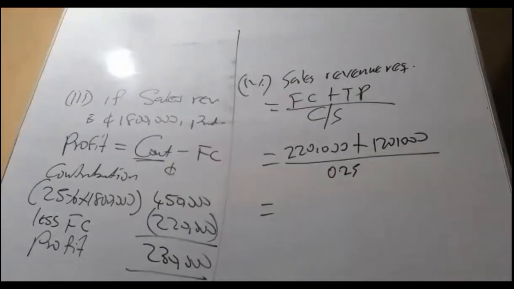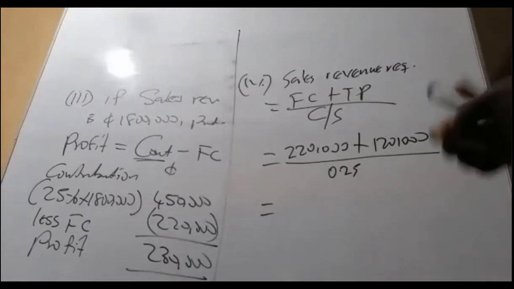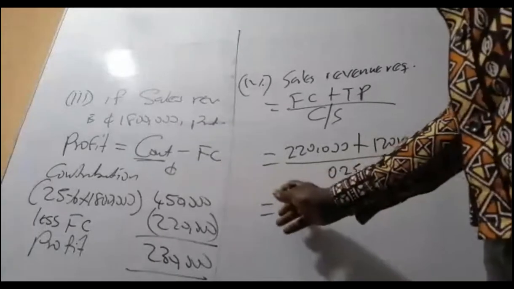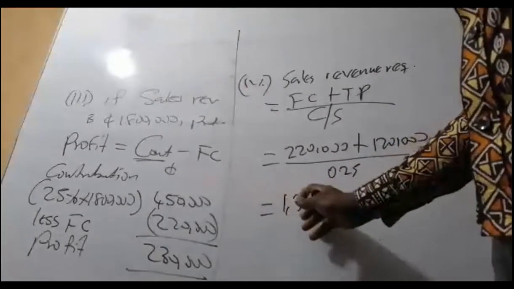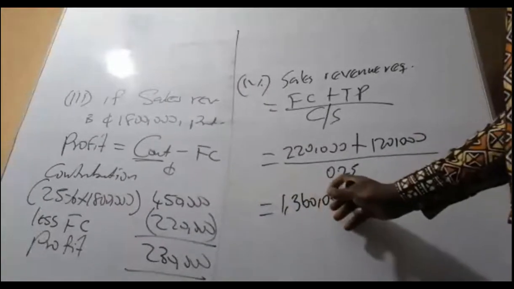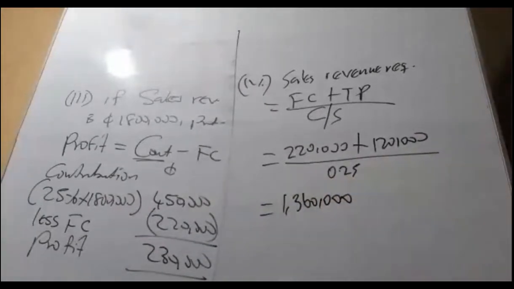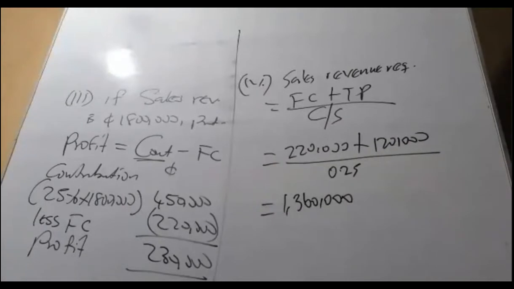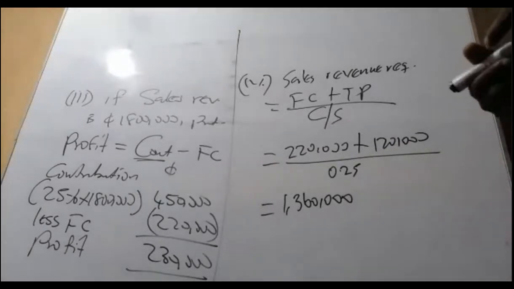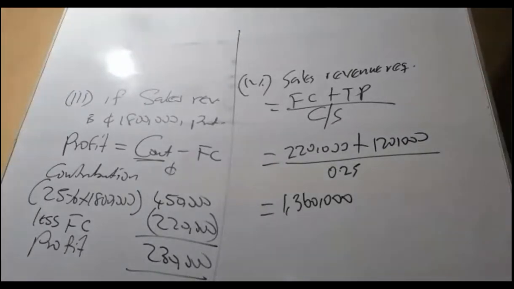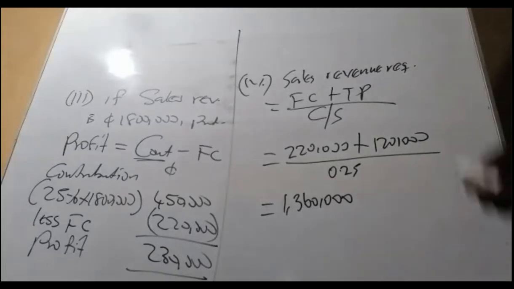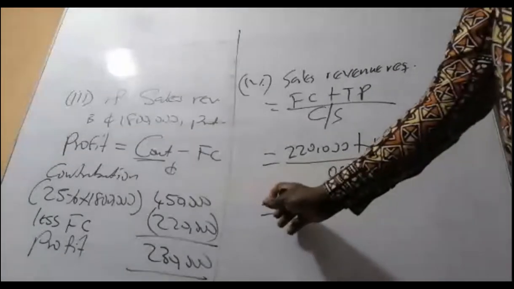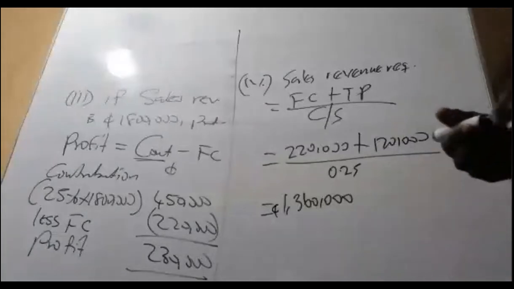So 136. That's 1.36 million. That is right. So that is it. We are done with this.